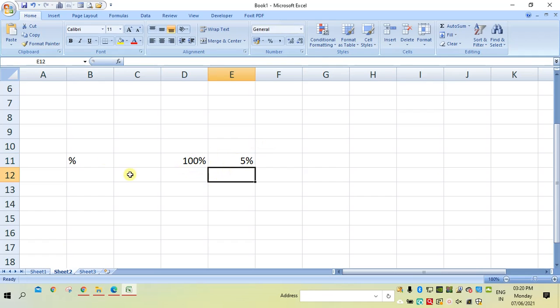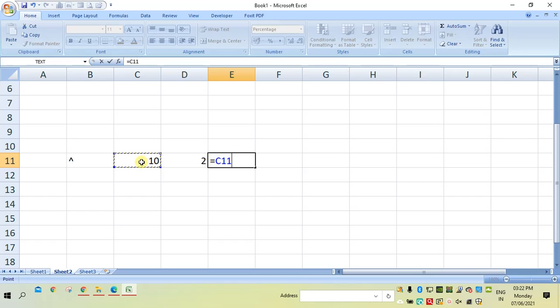So the next function is caret, or we can call it the exponential operator. To get the exponential or the power of any number, we can write like this. For example, equal to, then this one, then the exponential symbol, then 2. So it is nothing but 10 to the power of 2.